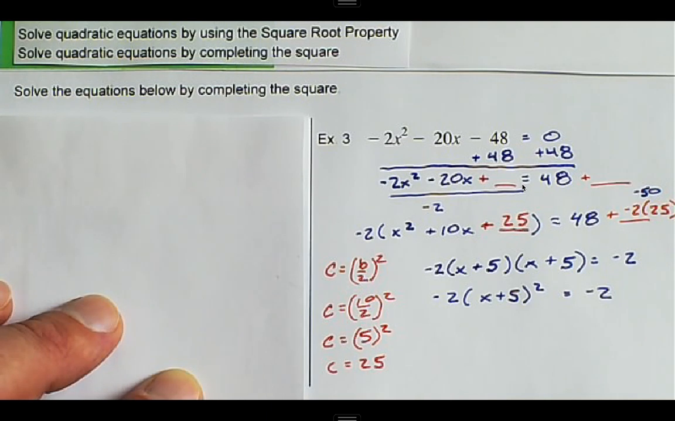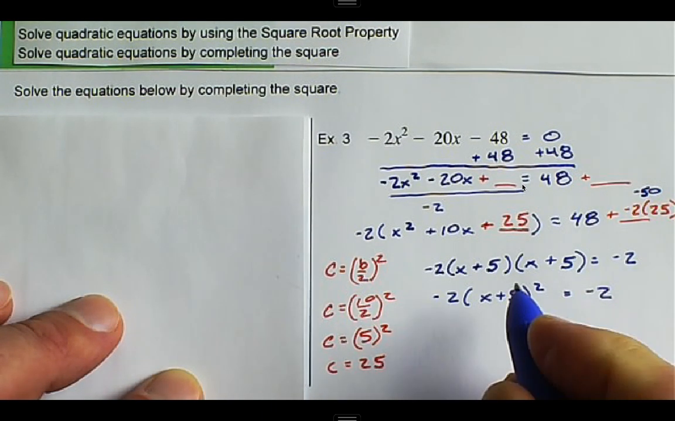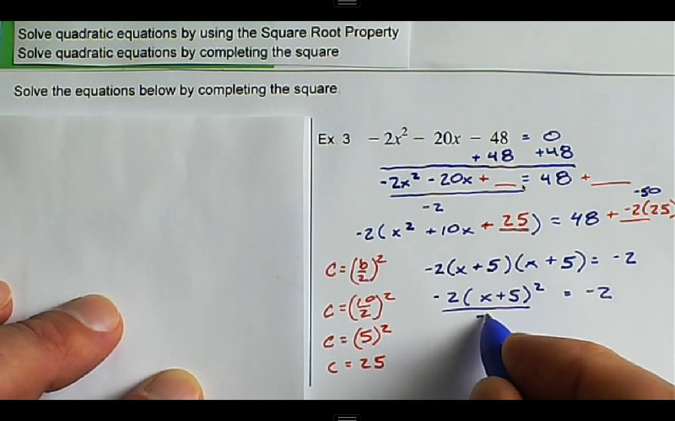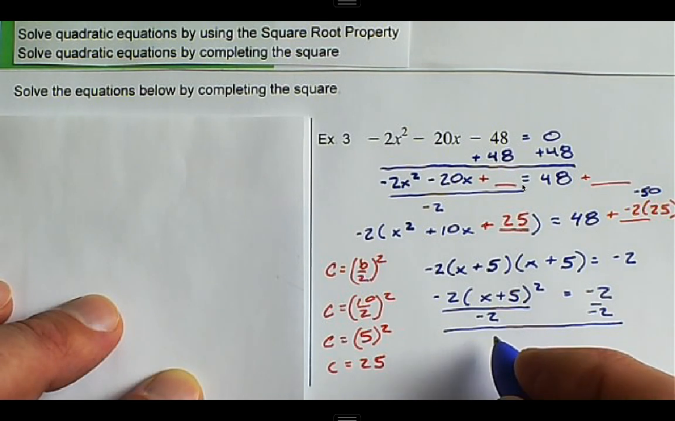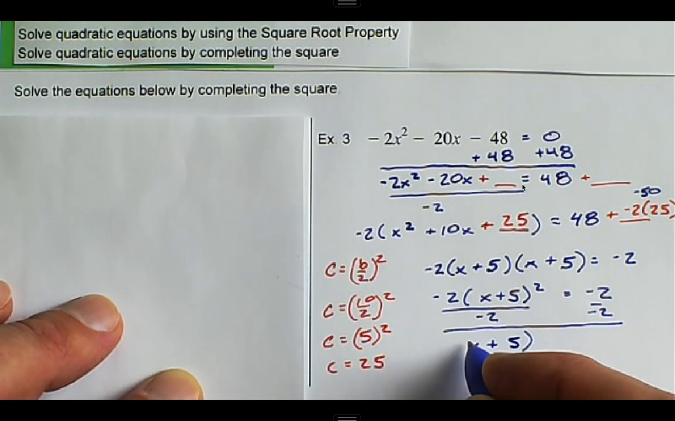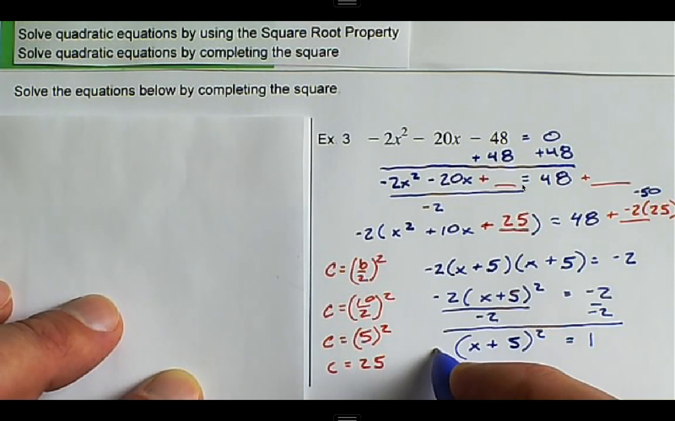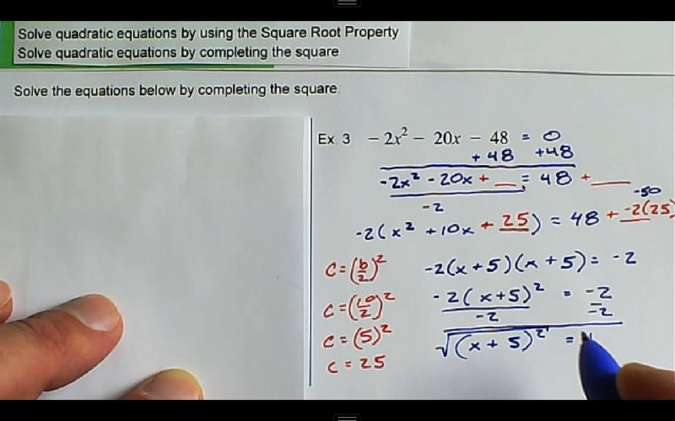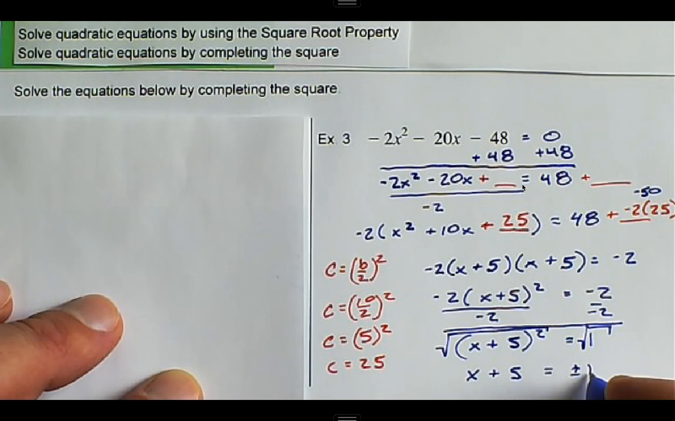And now we can start solving this by itself. So the first thing is we can divide by -2, and we get x plus 5 squared is equal to 1. Then we can take the square root of both sides, and we get x plus 5 is equal to plus or minus 1.